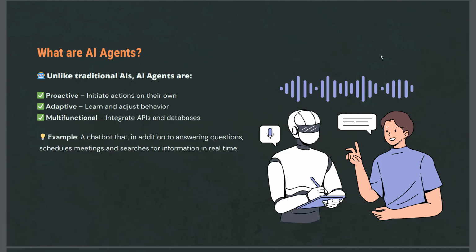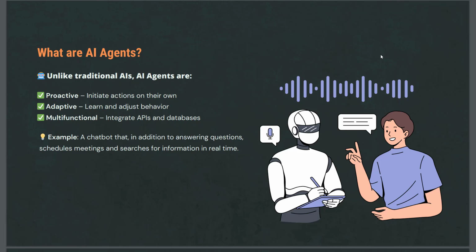Unlike traditional AI agents, these AI agents are more proactive, more adaptive, and more multifunctional. They are proactive because they initiate action on their own, as I said before; they can make decisions by themselves. They are adaptive because they learn and adjust their behavior according to the information they get from the past and the current information, by their own. And they are multifunctional because we can integrate them with a lot of APIs and databases.